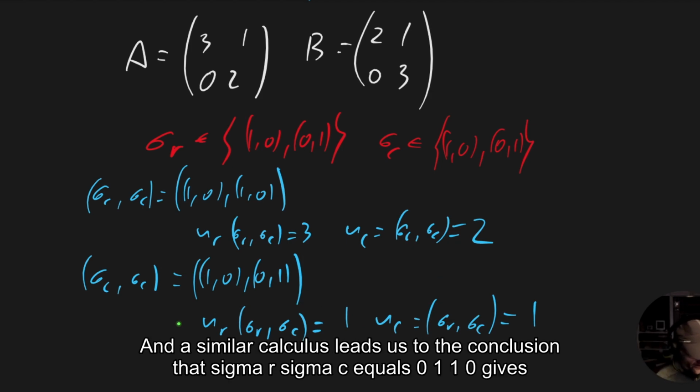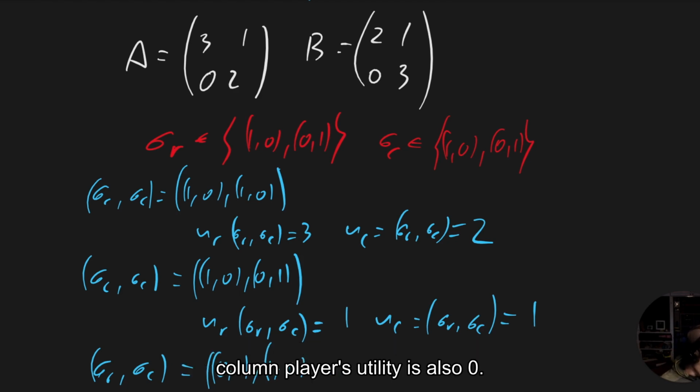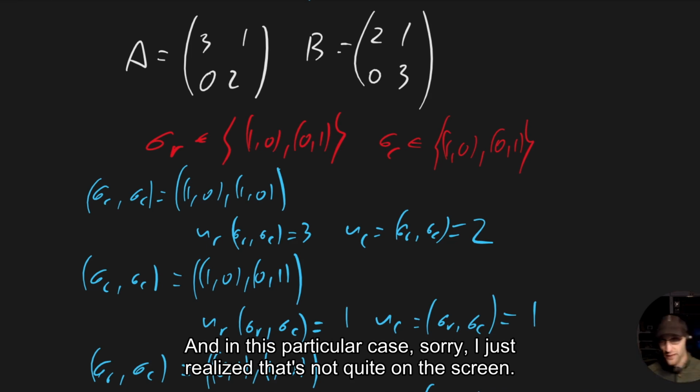And a similar calculus leads us to the conclusion that sigma r, sigma c equals (0, 1) and (1, 0) gives us that the row player's utility is now 0, and the column player's utility is also 0. And in this particular case, sorry, I just realized that's not quite on the screen.